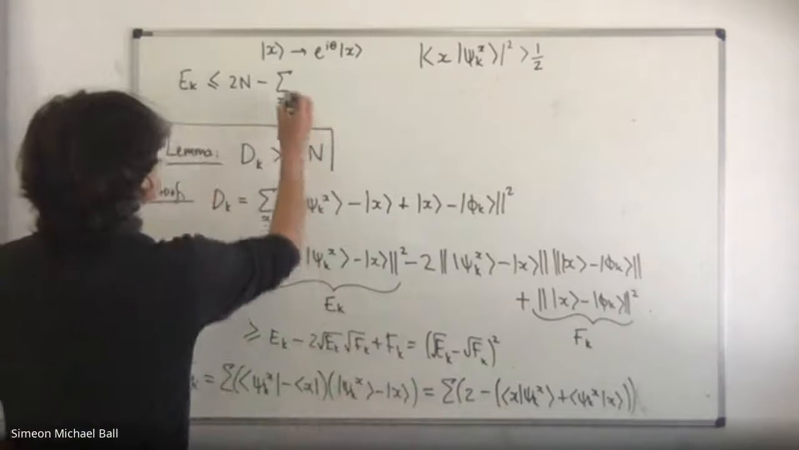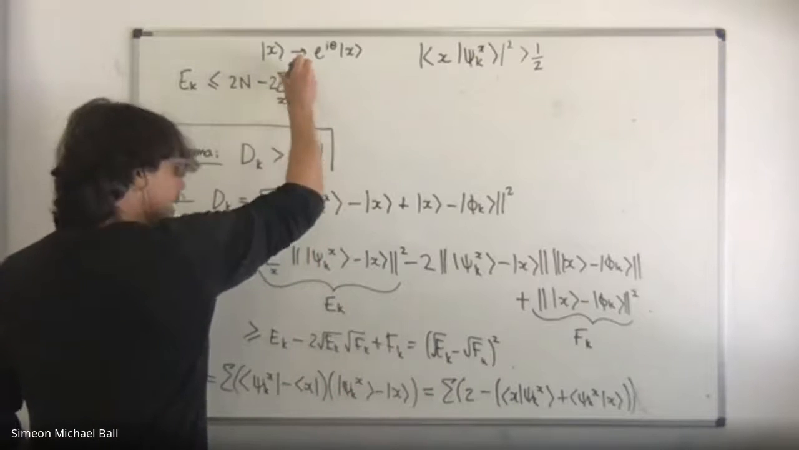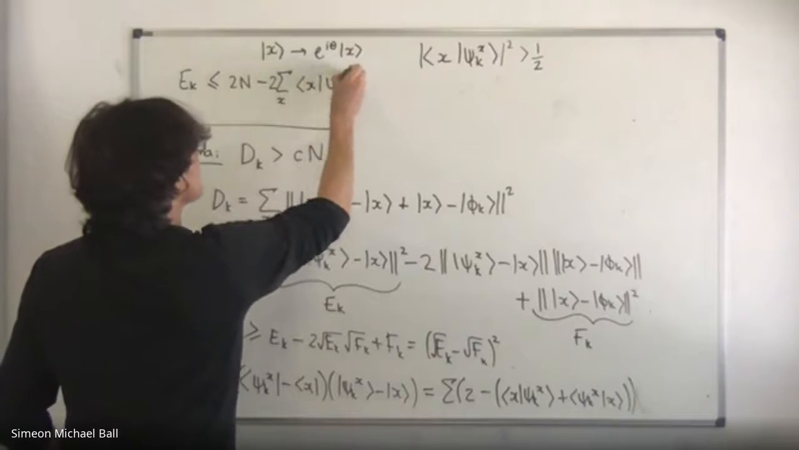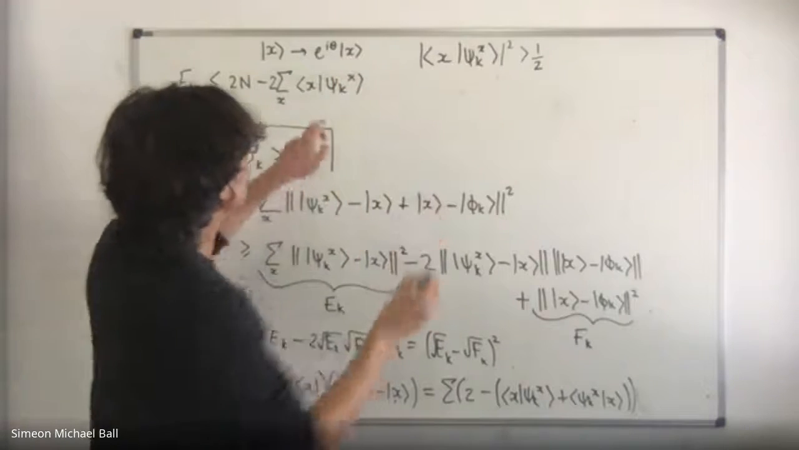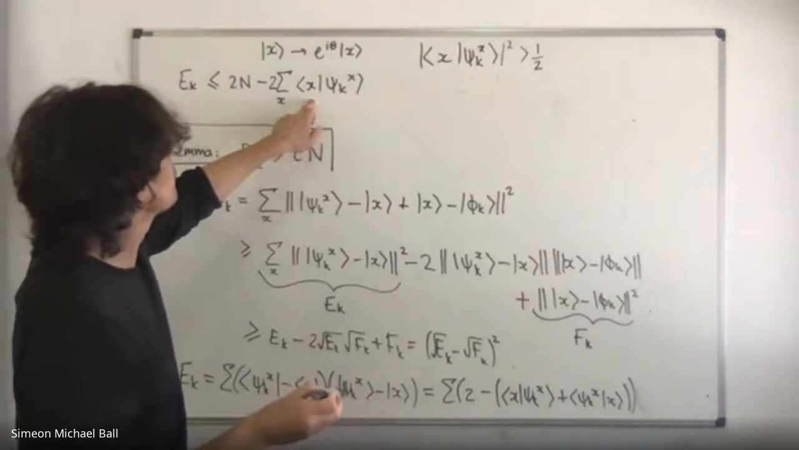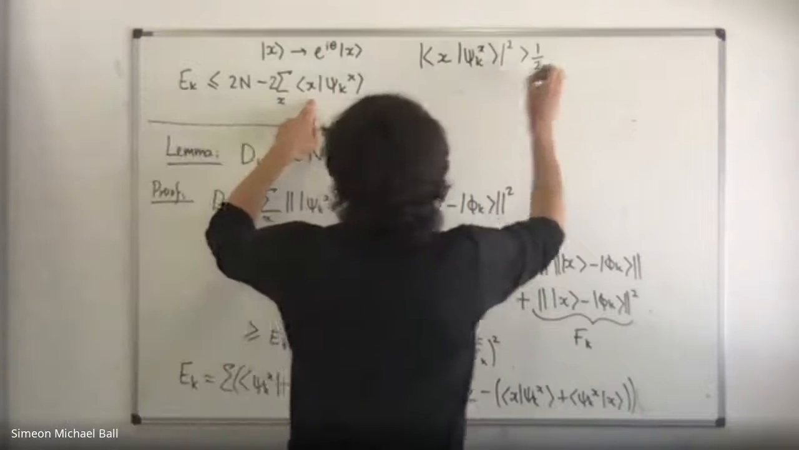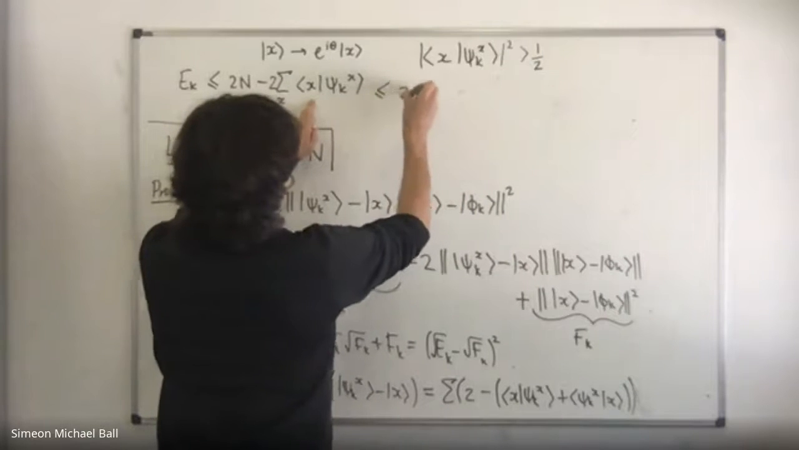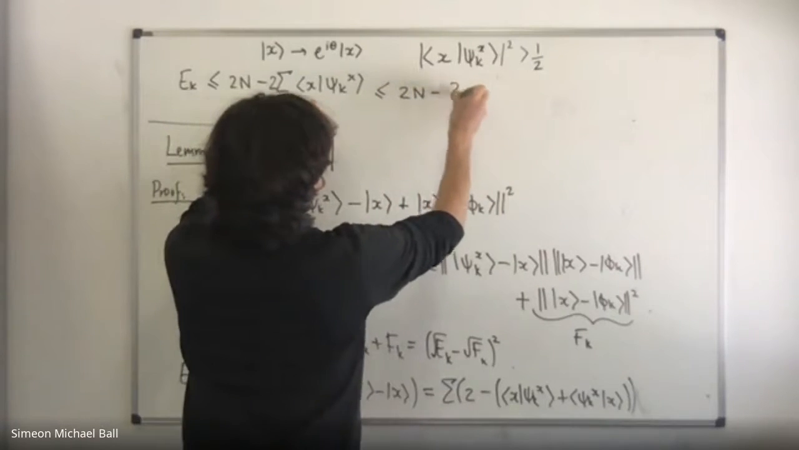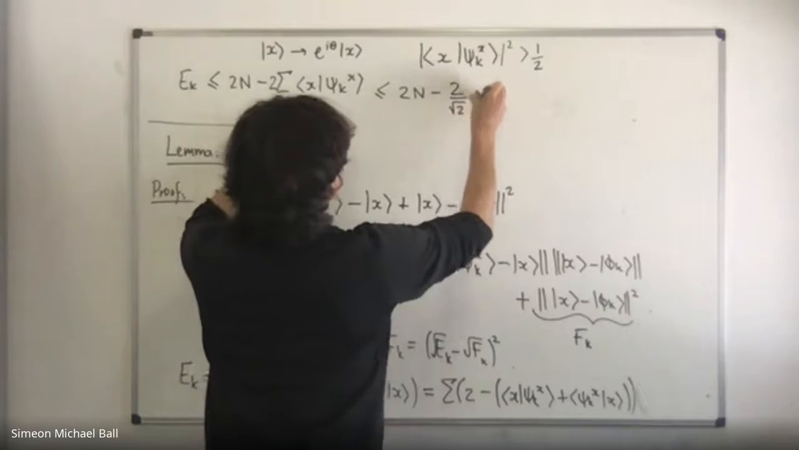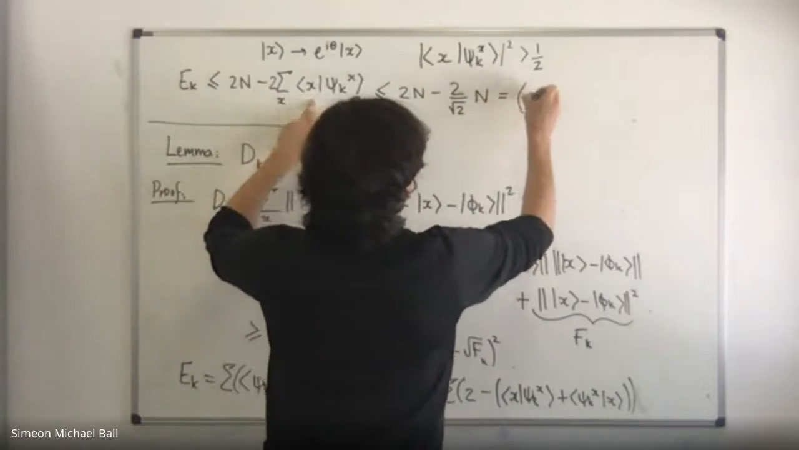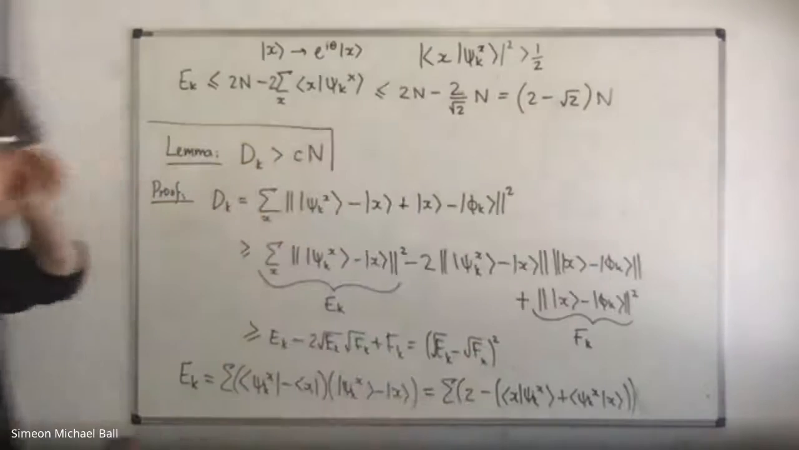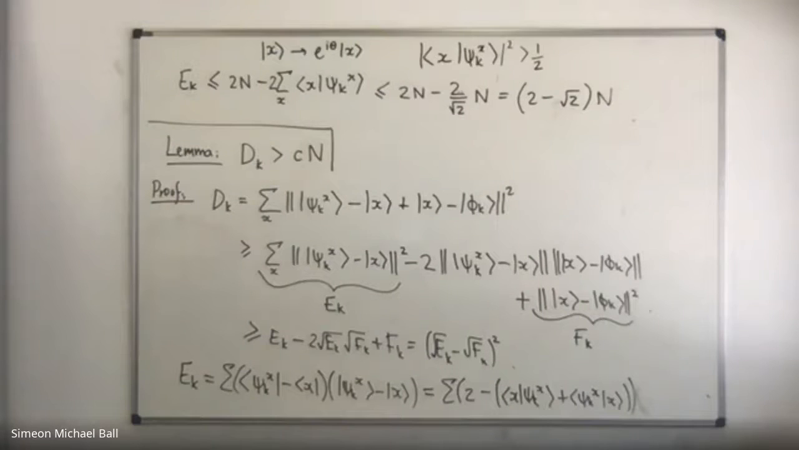Okay, and so we just get twice x by kx. And we know that this is at least 1 over the square root of 2. So this implies that this is 2n minus 2 divided by square root 2 times n. So it's 2 minus... So that's a little bit of a cheat there.